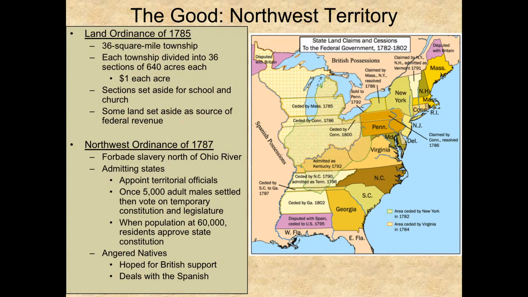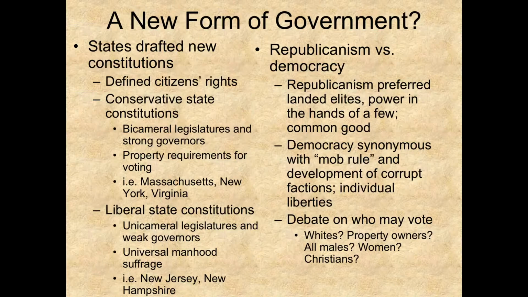Honestly, the states did it better with their own constitutions. States are drafting their own constitutions during the Revolution, Massachusetts being a prime example, as well as Virginia. They're going to define citizens' rights in a form of Bill of Rights, like in the Virginia Constitution. And their constitutions, however, will include bicameral legislatures.